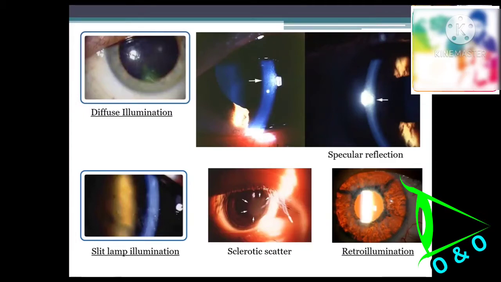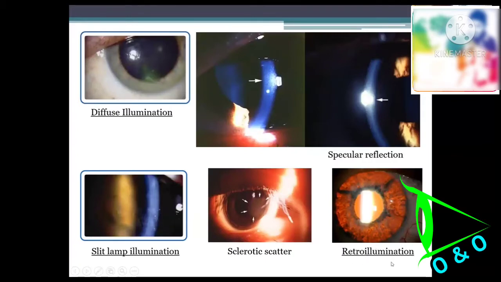In this case, this picture is showing a light corneal scar that's highlighted by sclerotic scatter. So the light isn't on the scar, but it's lit up with light coming from the sclera.